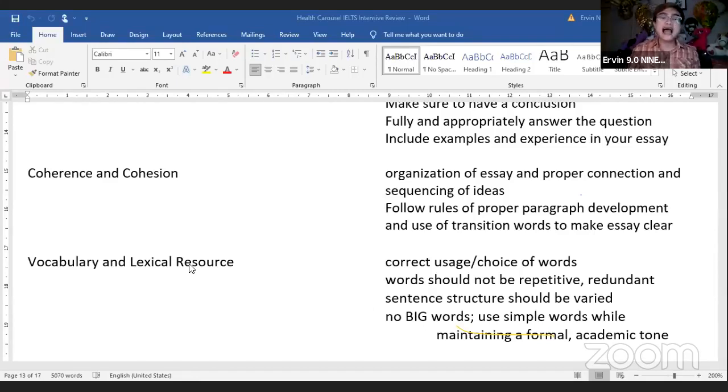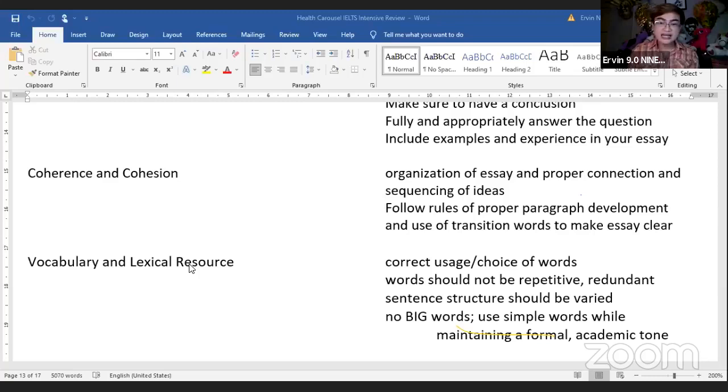Now, for vocabulary and lexical resource, someone asked me, so sir, what if I am planning to get target 9 for lexical resource? Am I required to use idioms? Okay, let's go back to the word required. Are you required? No. If you use one idiom correctly in your essay, as long as it's in the right context, go ahead. But please don't try to force idioms in every sentence or in every paragraph because it's just not natural.